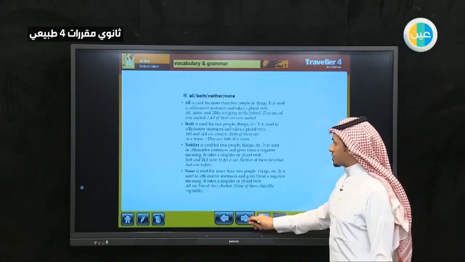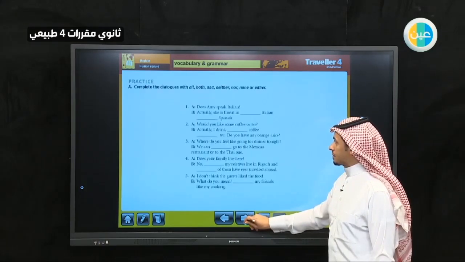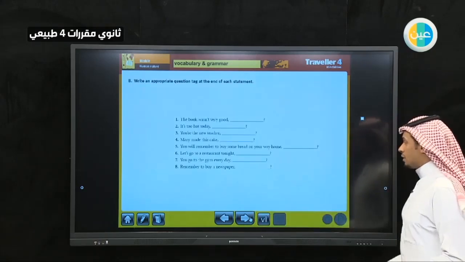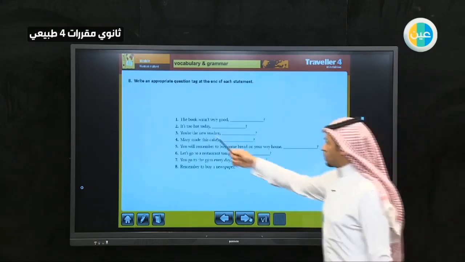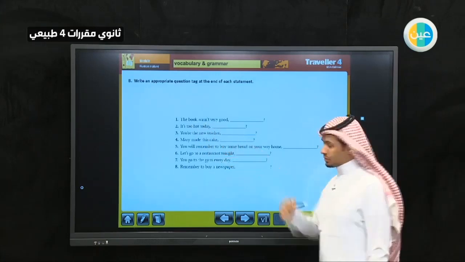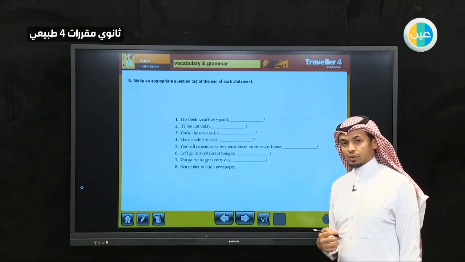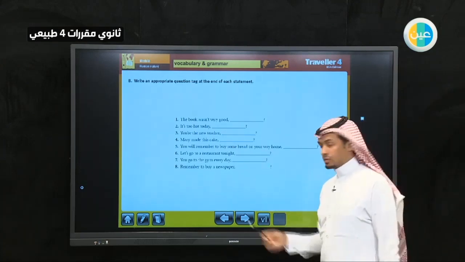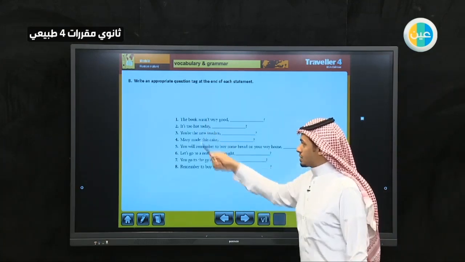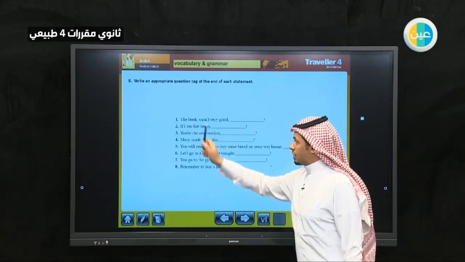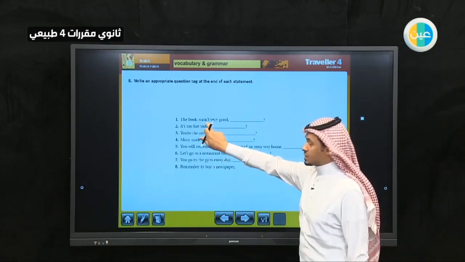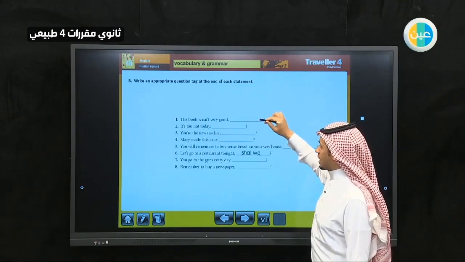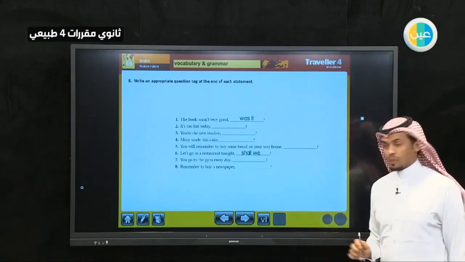Let's see the exercise we have here. The book was not very good. So what do you think? What is the auxiliary verb here? We have was. This is negative, and it should be affirmative here. So I say, was it?